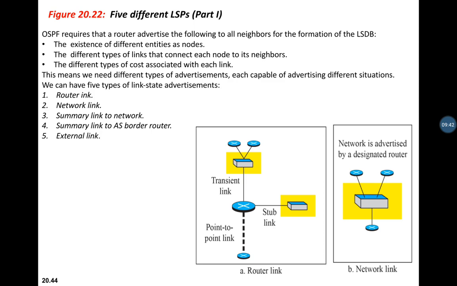Next is the network link. Network link advertises the network as a node. In the case of a router link, it advertises the existence of a router as a node. Here this advertises the network as a node. Since a network cannot do announcements itself, one of the routers is assigned as a designated router, and that does the advertising. So the link state packet announces the IP address of all the routers. Here the cost is not advertised because each router announces the cost to the network when it sends a router link advertisement.